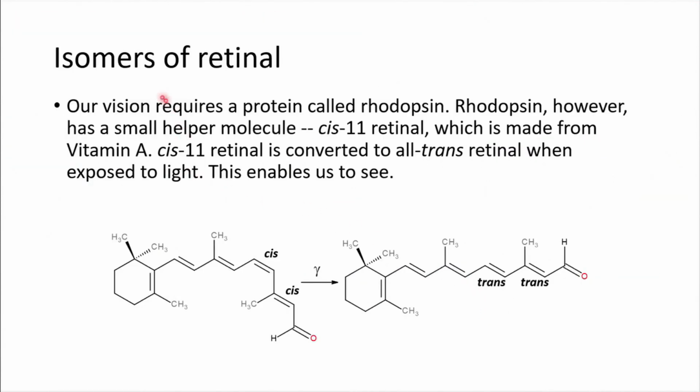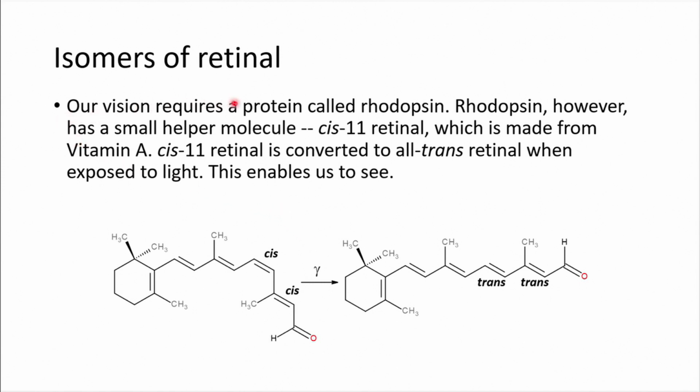If we look at the isomers of retinal, the cis isomer is given here. In this particular session, we will be studying what cis isomers are, what trans isomers are, and how to represent them. All these things we will be studying. Before we start, let us look at how we can visually see things.